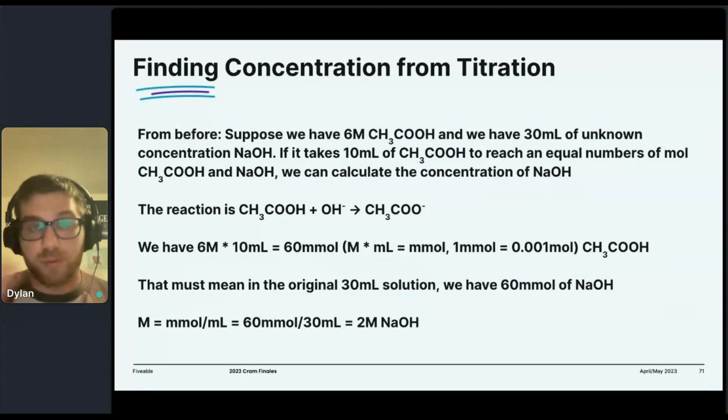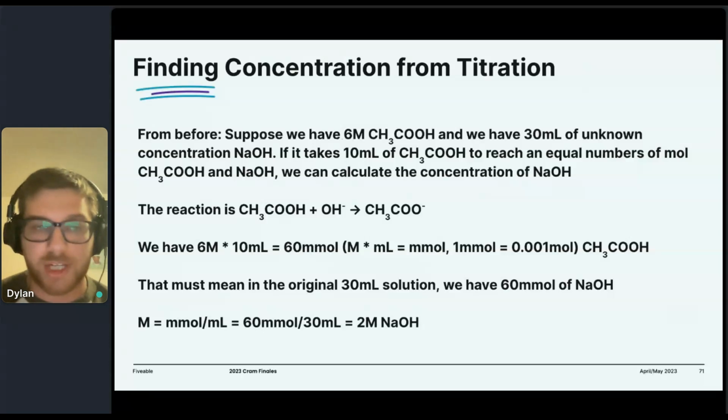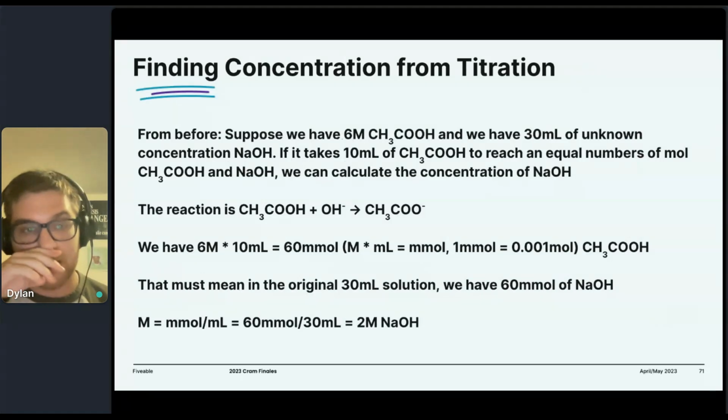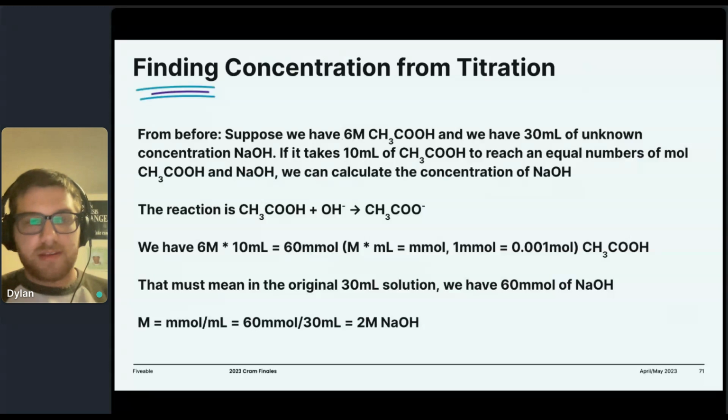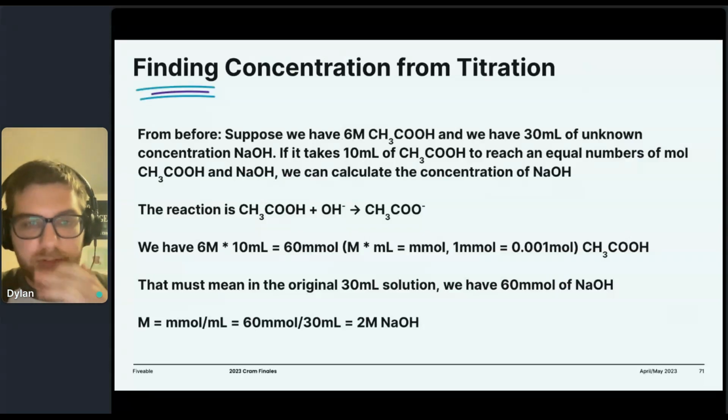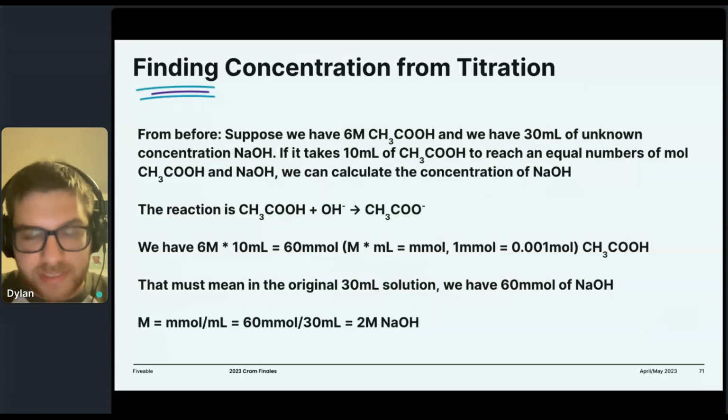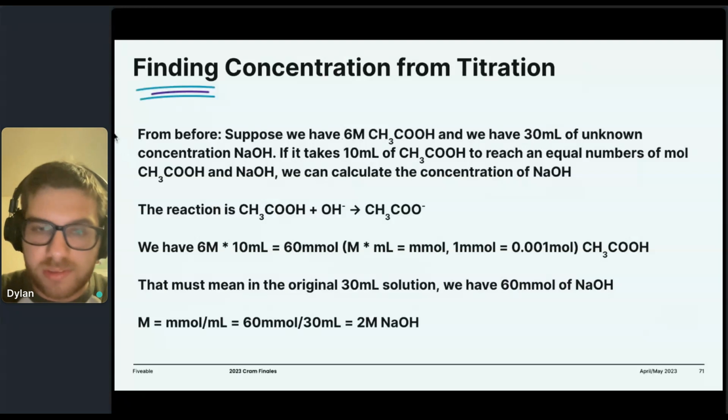So first thing we do with pretty much any titration is just write out the reaction that's happening. It just helps us kind of think about what's actually happening as we drip it, because it's a weird thing to visualize. But if we just visualize this reaction happening, it becomes infinitely easier, right? We just think about, we have this much acetic acid, this much hydroxide, it creates this much acetate. So we have 6 molar times 10 milliliters of acetic acid, which is 60 millimoles, right?